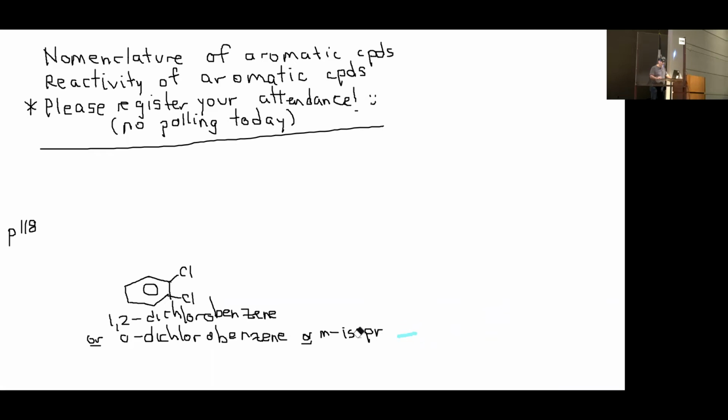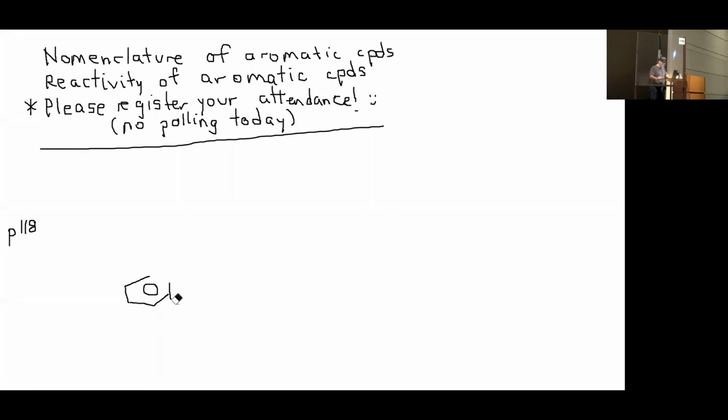Did you say o, m, and p are constitutional isomers? Yes, and the way you know that is because it's a different connectivity. In order to be stereoisomers, it is the same connectivity, all the types of bonds are the same in both molecules. And that's not the case when the two groups are on different carbons. They're connected up differently. So that's how you know they're constitutional isomers. They fall into that definition.